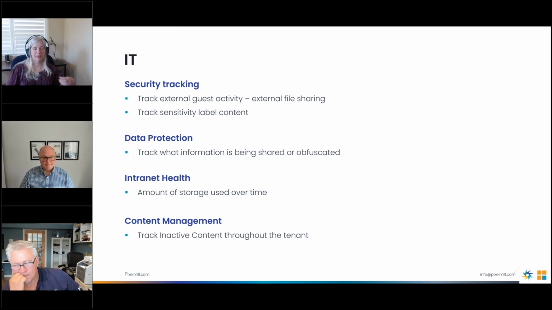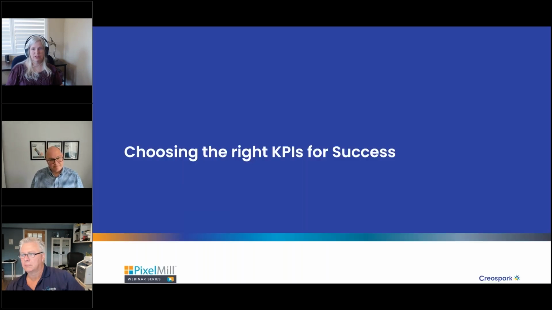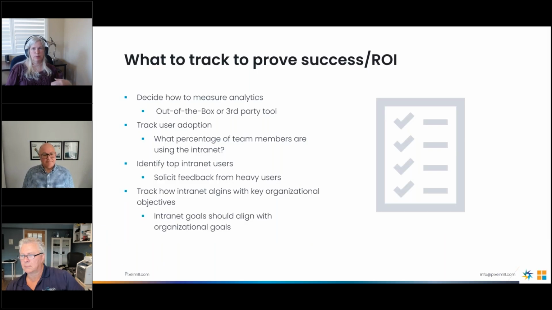So when we think of these different groups and the reasons why that sharing is important, how do we go about choosing the right KPIs for success? One of the things is what to track to prove the success or ROI of your digital workspace. One, I think, is to decide how to measure your analytics. Do you want to go with out of the box or choose a third-party tool?